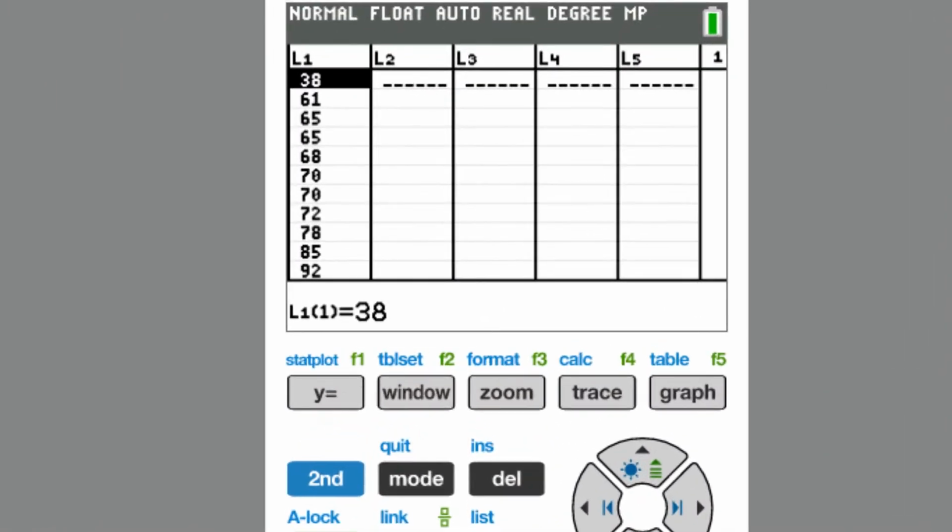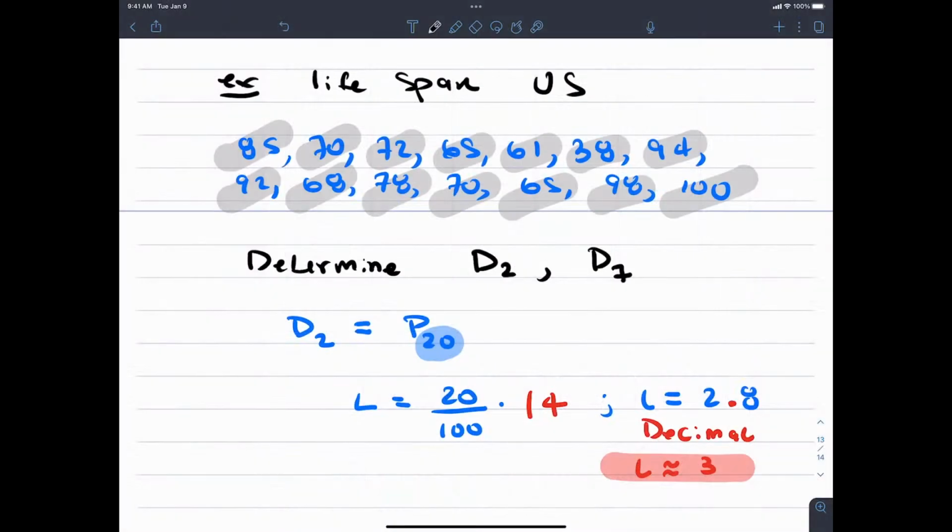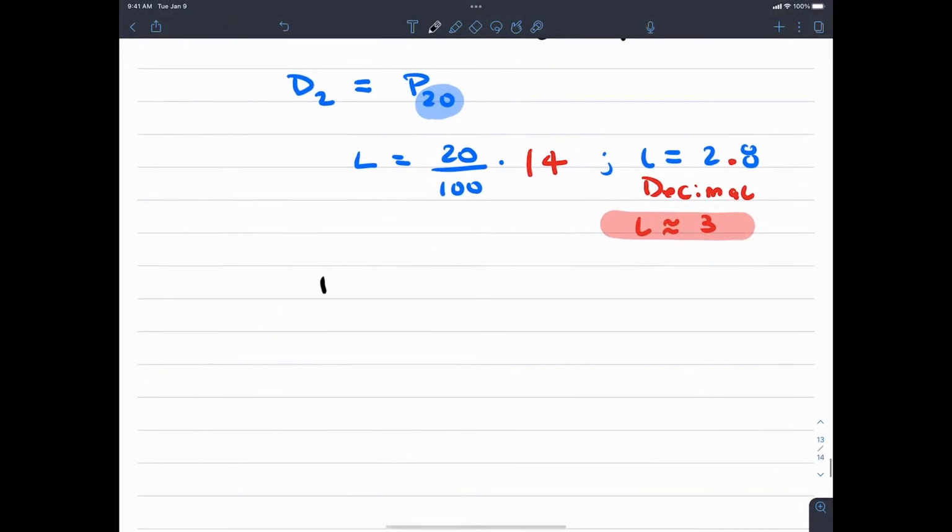I've sorted my data. Is that right? What's the locator number? Go down to 3. Is that true? So ladies and gentlemen, what does this tell me? 65. In other words, D2 is 65. Oh my God. Ladies and gentlemen, we did this yesterday and today. That's what you have to do.